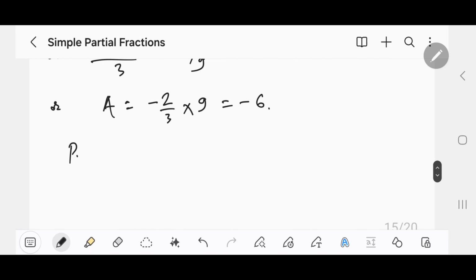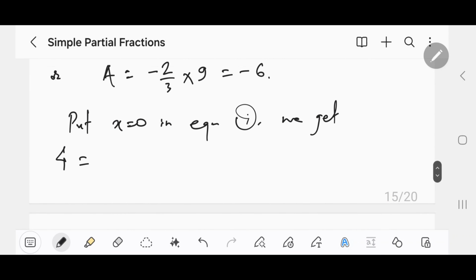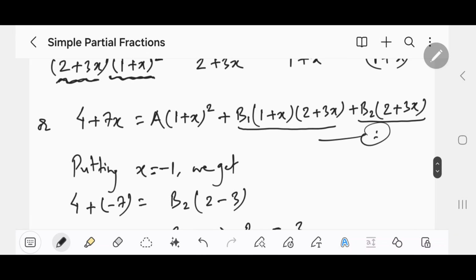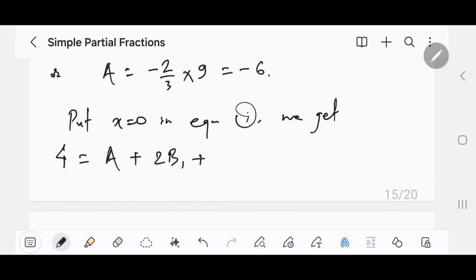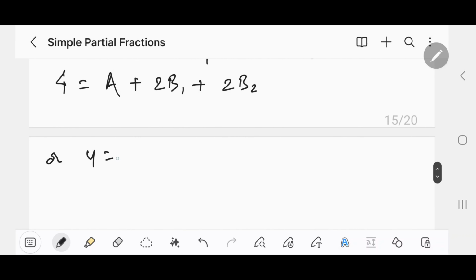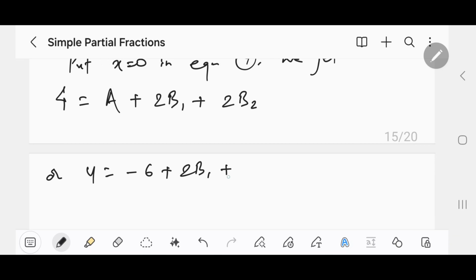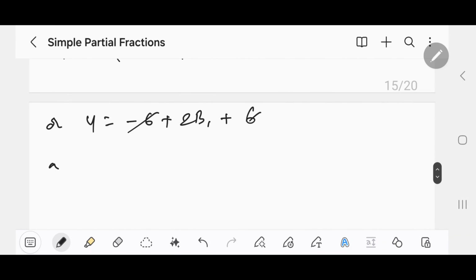And after this, let's put x equals 0 in equation first. We get 4 plus 7x is 4 equals to a times 1 plus x square. That will be a only, right? Then b1 into 1 plus x. 1 plus x 0, this is 2. So that will be 2b1 plus 2b2. We have known the value of a and b2. A is -6, 2b1, and b2 is 3. So 2 into 3 is 6, 6 6 cancel out, 2b1 equals to 4, implying b1 equals to 2.